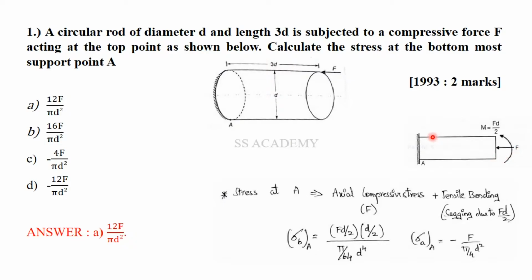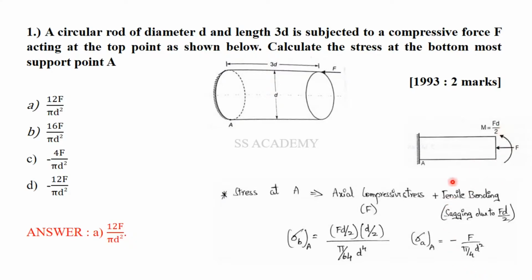It is actually an engineering mechanics concept. The stress at A will be due to these two types of loading, that is the axial compressive stress and a bending stress. This compressive stress will be minus F by pi by 4 d squared. Since it is compressive, we are giving the negative sign, and we know that stress is force per unit area. So force divided by area of the circular cross section, it is pi by 4 d squared. So minus F by pi by 4 d squared.